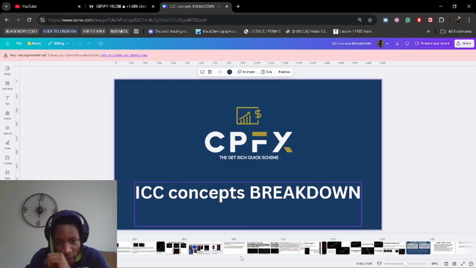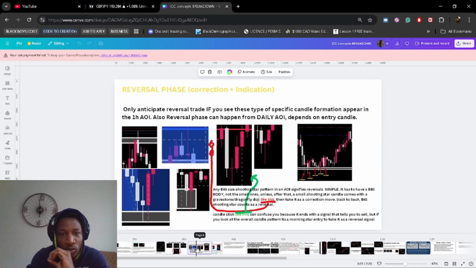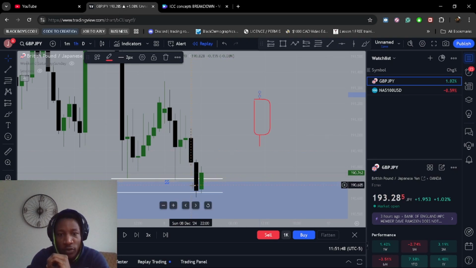So guys, in my ebook, I literally tell you whenever you're looking for a reversal, price needs to give you a shooting star, like a big bodied shooting star right there, as you can see. Boom, boom. So in this case here, you're going to see that price didn't give a shooting star here.